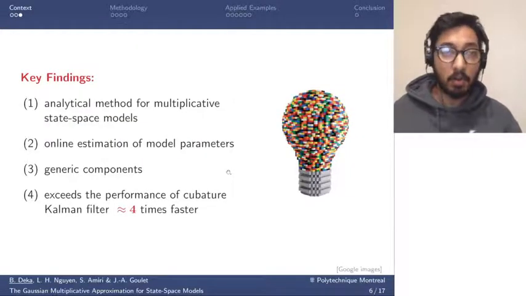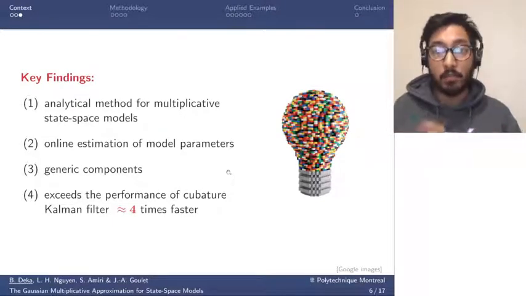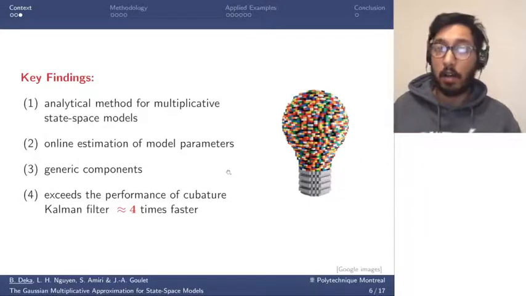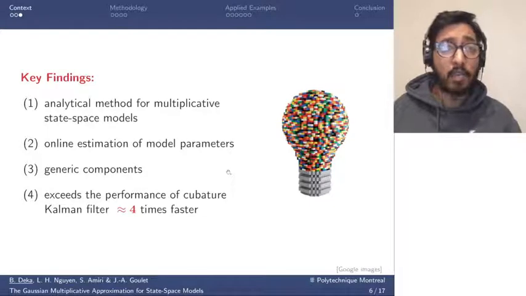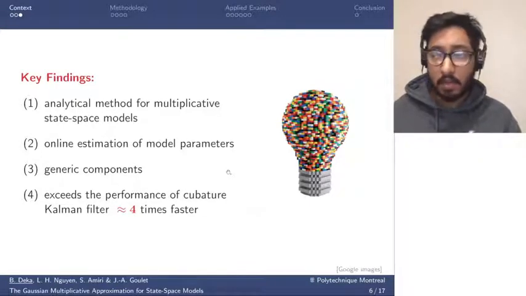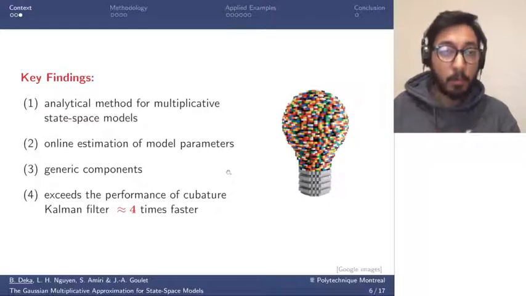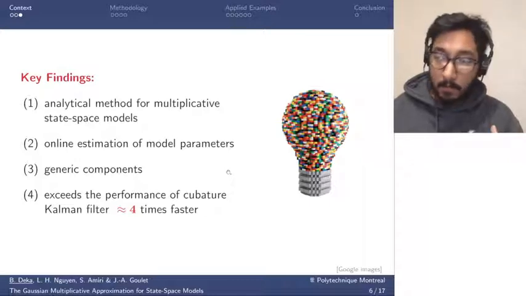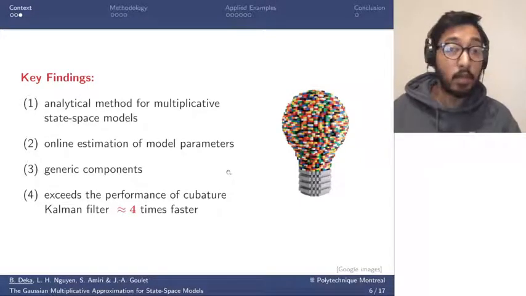The key findings of our method are that we provide an analytical method for multiplicative state space models. We provide a way to perform online estimation for model parameters, which we will see in the applied examples section. We will also show how we can obtain new generic components. As you saw, we can multiply a local trend times the periodic in order to get a new component that can model an amplitude that evolves over time. So we will see in the applied examples in detail how we can obtain new generic components.